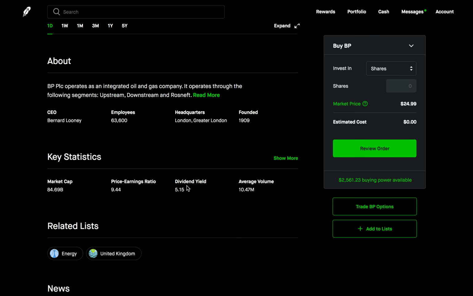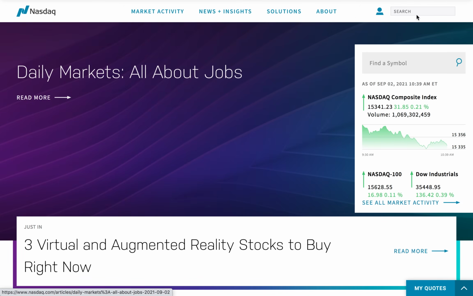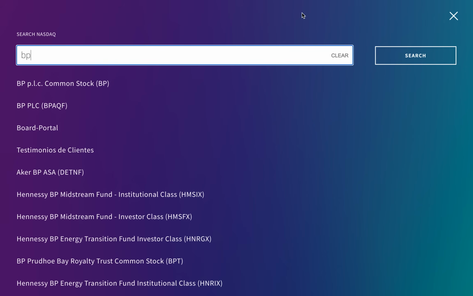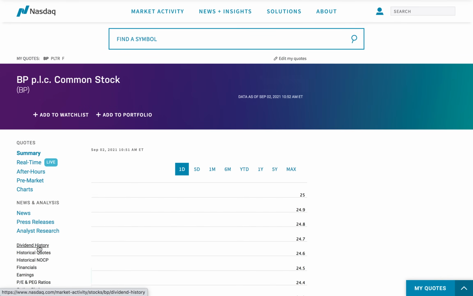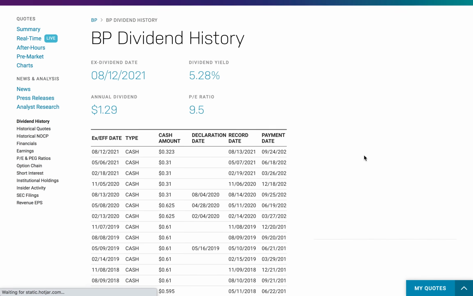So again, what I like to use is NASDAQ.com. So we go to NASDAQ here, and then up here, we just type in the ticker symbol. So again, we're using BP, and then we can click on it right here. And then on the left, you can go to dividend history. And this will show you all the things you need to know about the dividend for this stock.